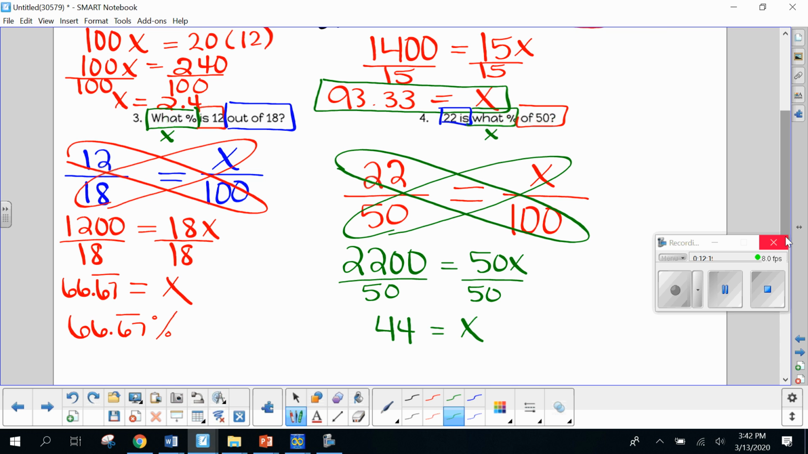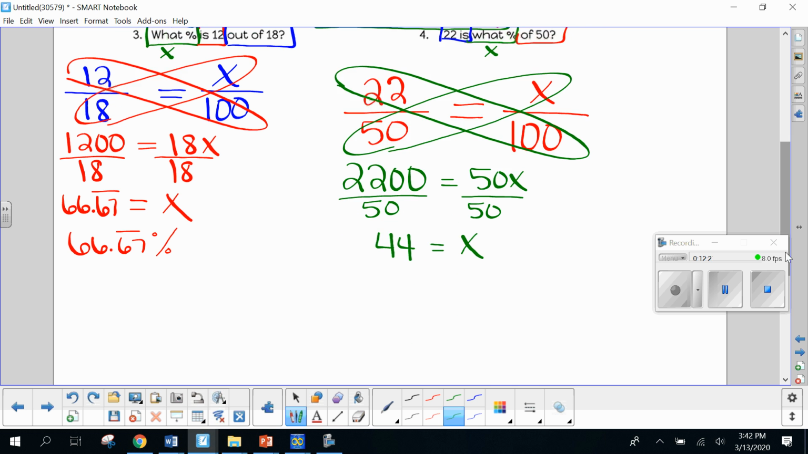Now, remember the question asked, 22 is what percent of 50? So if it's asking for percent and that's where your x is, your answer will have to have that percent sign. Okay? So your homework is now to do homework number 2.